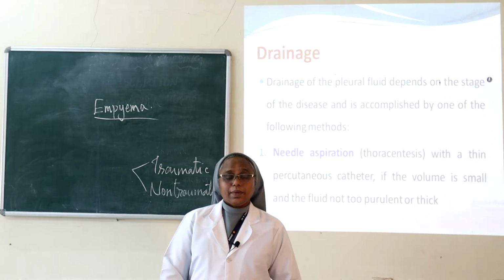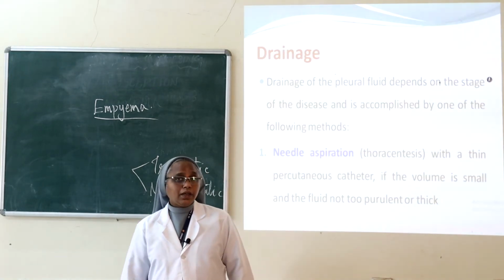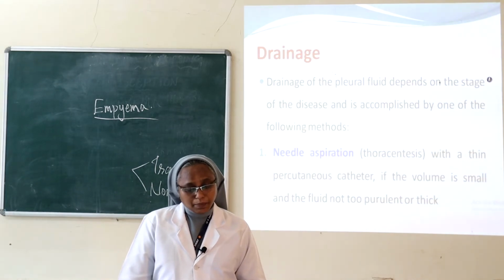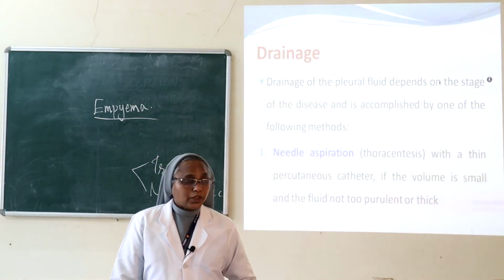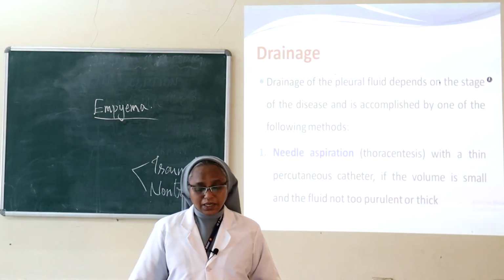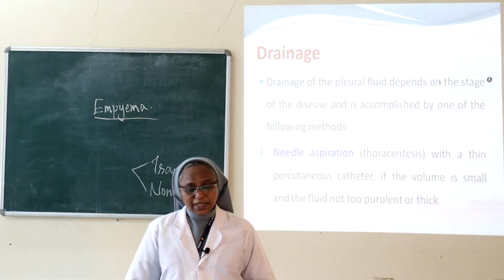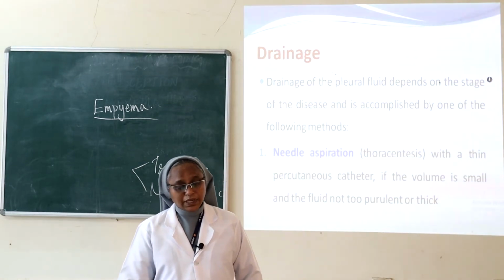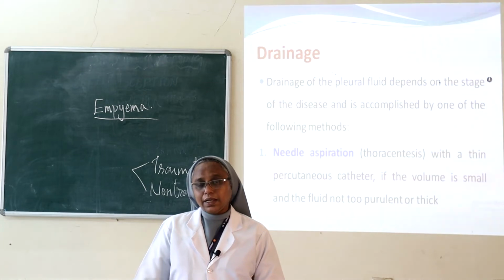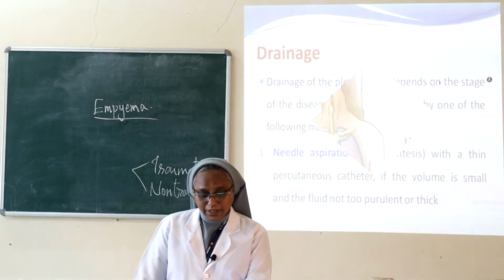The next management aspect is draining of the pleural fluid or purulent fluid from the thoracic cavity or pleural space. First one is needle aspiration. With a thin percutaneous catheter, if the fluid volume is very less, we insert a thin catheter into the pleural space and aspirate the content from the pleural space.